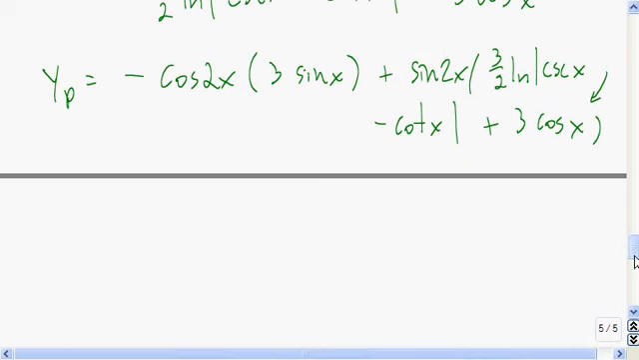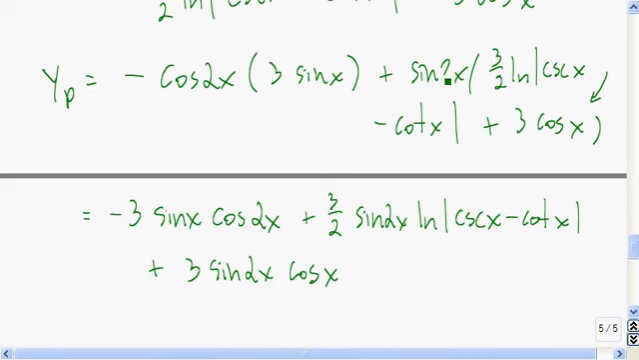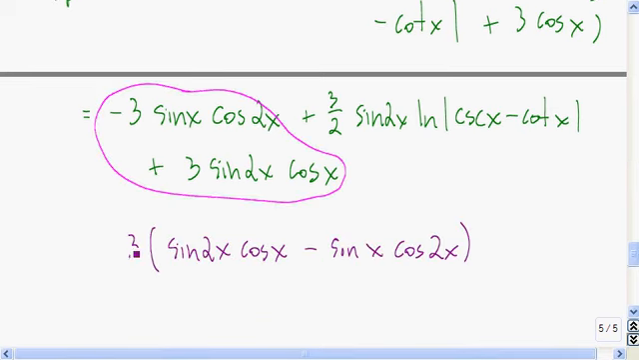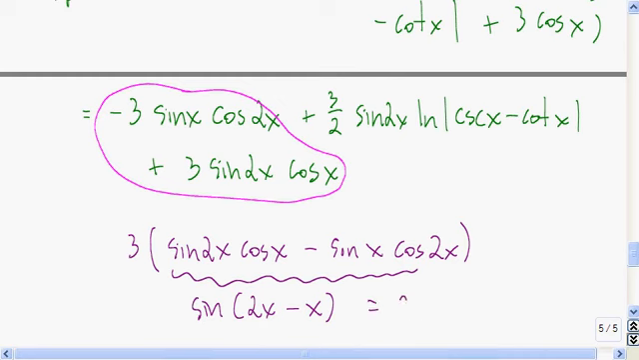And we'll clean it up a little bit. So distributing the sine of 2x and just cleaning up the first, we get this. But now we're going to be able to actually simplify these two pieces. So we can use the difference identity for sine. So if we group them together and pull out the 3, we get sine 2x cosine x minus sine x cosine 2x. And this right here is simply the sine of 2x minus x, which is equal to the sine of x. Okay, so we can now write our cleanest version of yp.